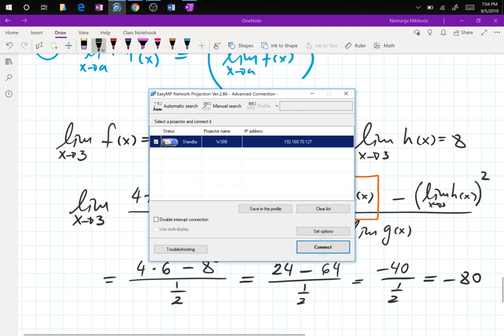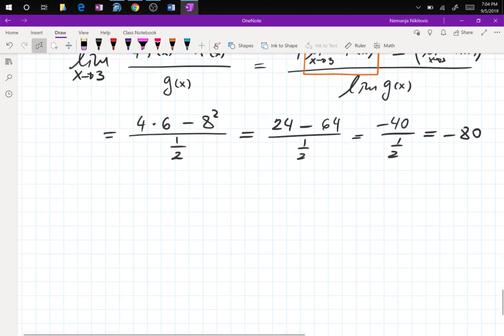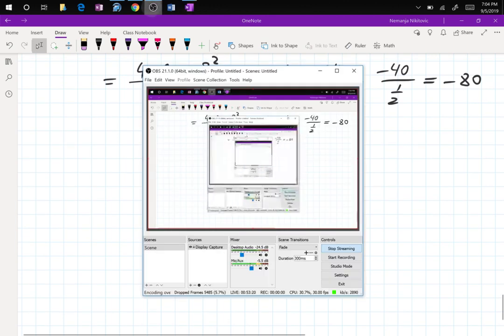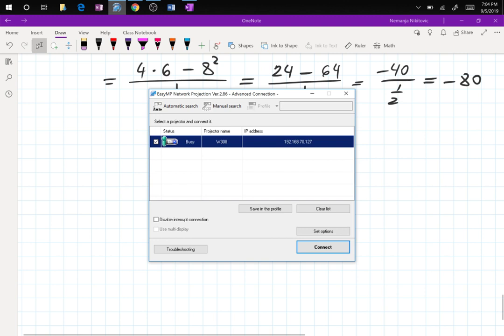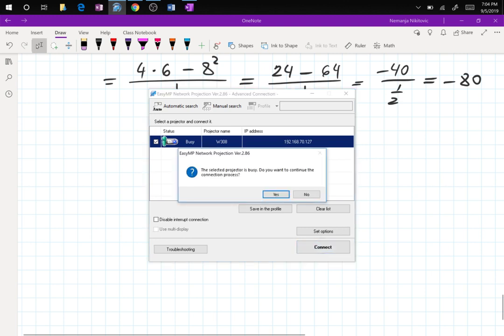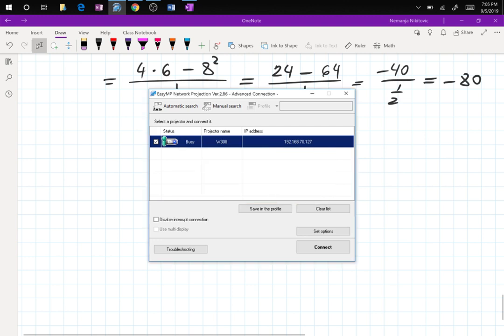Okay. I think this seems to be working. Is this working? The selected projector is busy. Do you want to connect? Yes, I want to continue. Let's see.